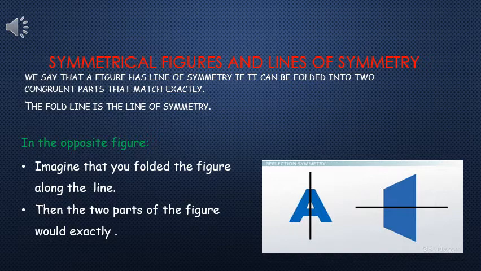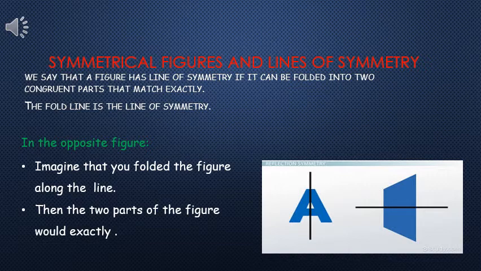Some geometrical figures have one line of symmetry, and some of them have more than one, as in the following figures. It's not necessary for any line that divides the figure into two or more congruent parts to be the line of symmetry of the figure. Some geometrical figures have no lines of symmetry.